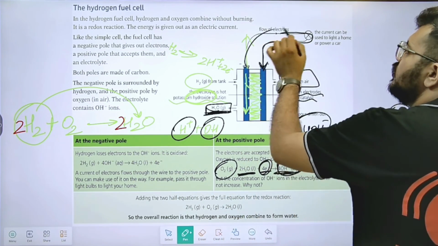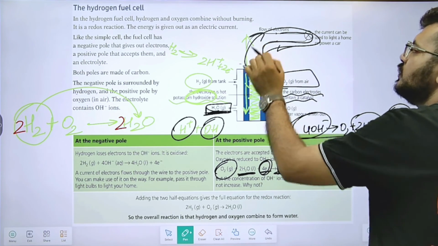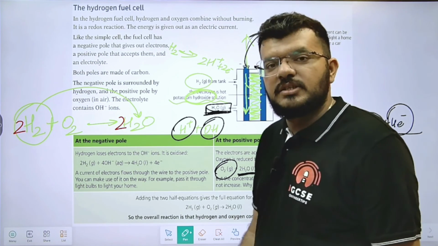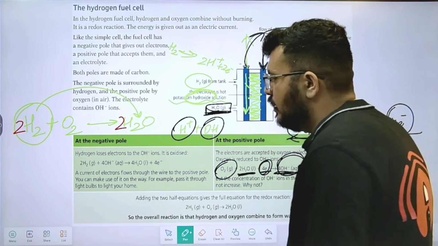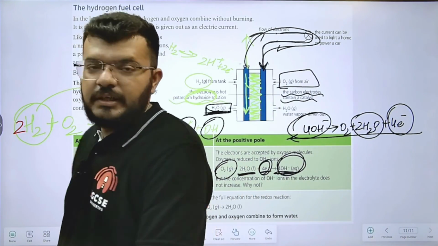And as this was done using electrons from hydrogen, you don't require a very sophisticated system, you just require a hydrogen fuel cell. Okay, I hope everything was clear till now.